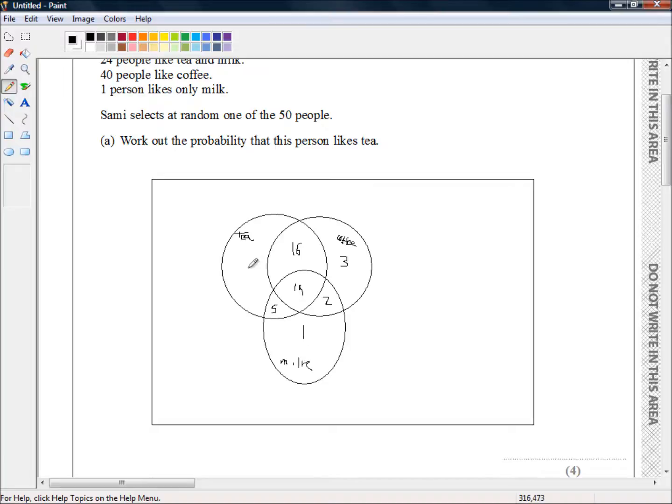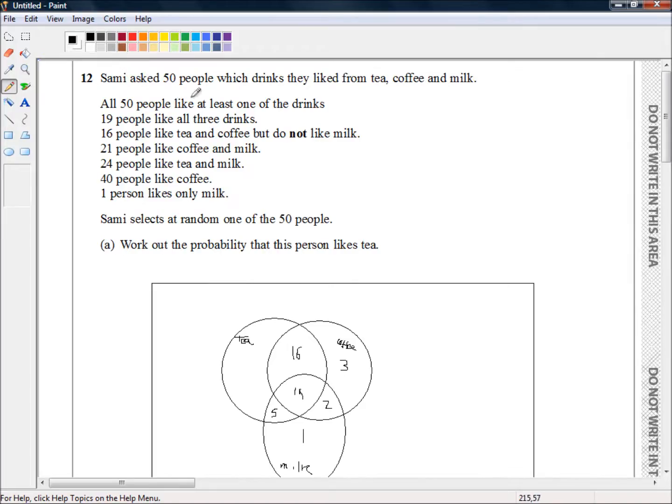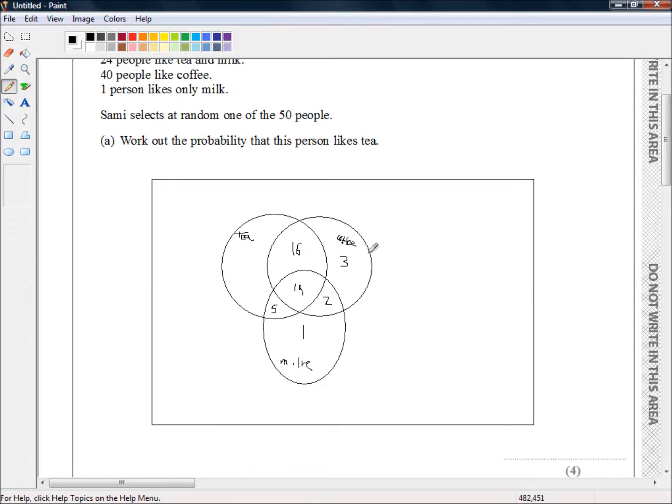So that just leaves the people who like tea. And we know that there are 50 people and that all 50 people like at least one of the drinks. So we know that this circle that includes coffee, this whole circle adds up to 40. So this is 41 and that makes 46. So that means 4 people only like tea.